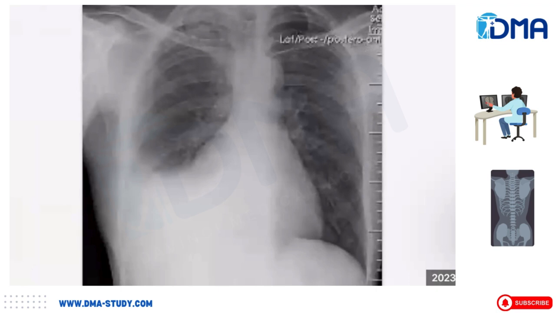Okay, this case, a 40-year-old male comes to us with a history of RTA. He has a breathing difficulty. If you see this X-ray, what will be your thinking?